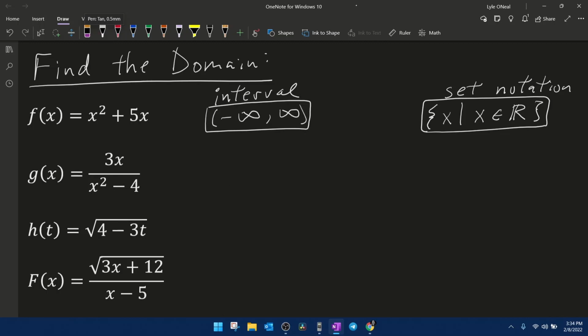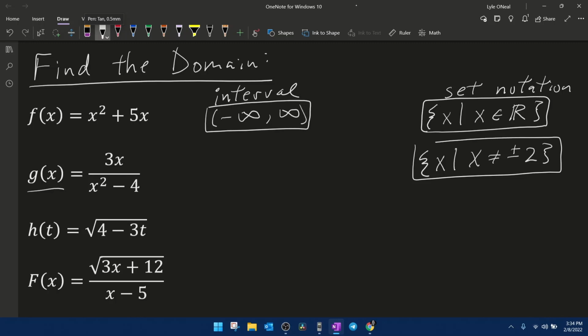So the easiest way to express the domain of g of x here is with set notation. We're going to say the domain is the set of all x such that, and then you simply write the restriction. X cannot be positive or negative 2. And that's the way the domain would look in set notation.